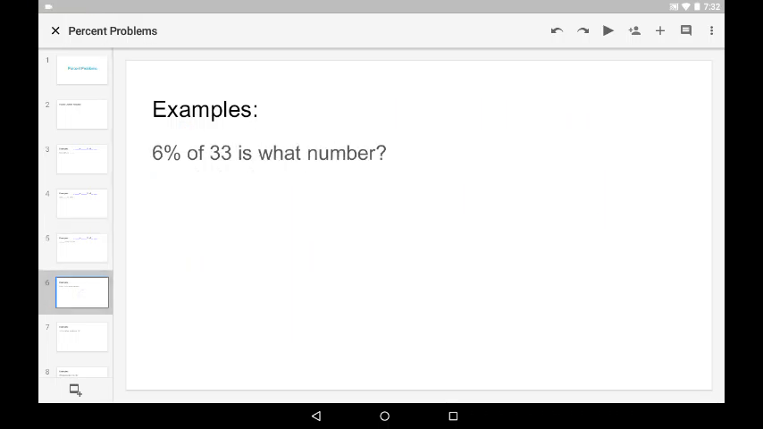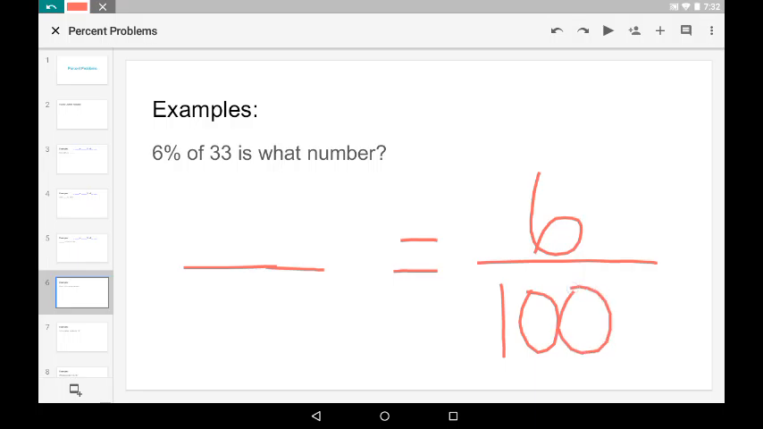Now I'm going to show you some examples that are worded a little bit differently, so you have to pick them apart a little bit differently than the first one. So first I'm going to set up my proportion so I can cross multiply. So 6% of 33 is what number? I'm going to start with my percent. I know my percent, so 6 over 100 goes right here.